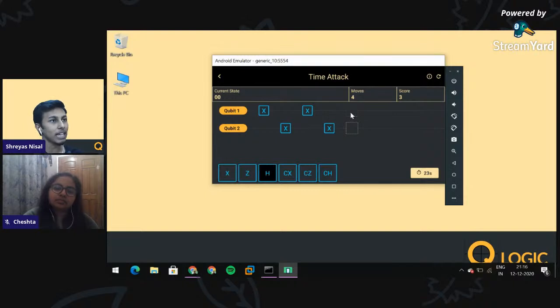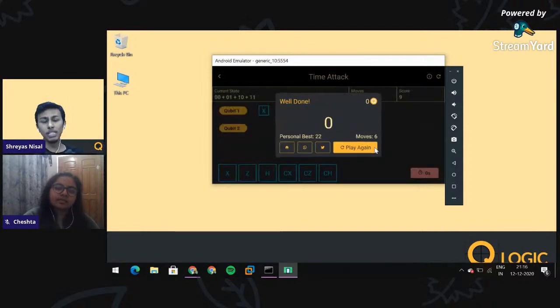And if I apply an edge gate, that gives me an added score of 2. If I apply an edge gate here as well, it gives me a score increment of 4. So my aim is to get a maximum score by achieving as many unique states as possible. And let me tell you a bit about the scoring system of time attack.